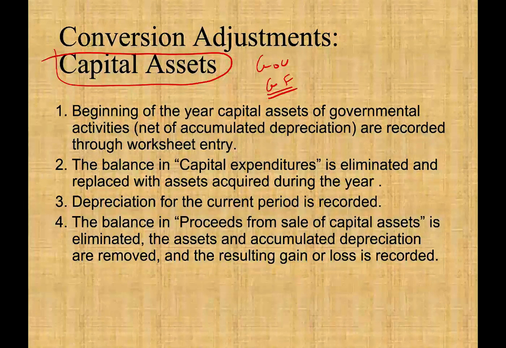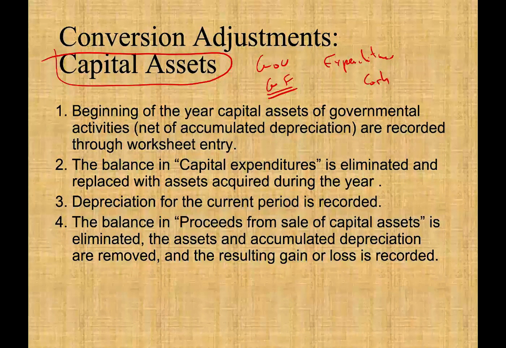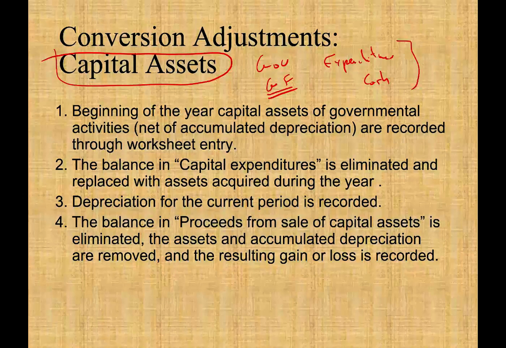When the general fund buys an asset, they debit an expenditure for whatever they buy, and they credit cash. So whatever capital asset they buy, vehicle, equipment, warehouse, transportation equipment, bulldozers, whatever they buy, it's expenditure. So now our job is to convert these expenditures into accrual accounting, which is into a capital asset. So here are the steps.